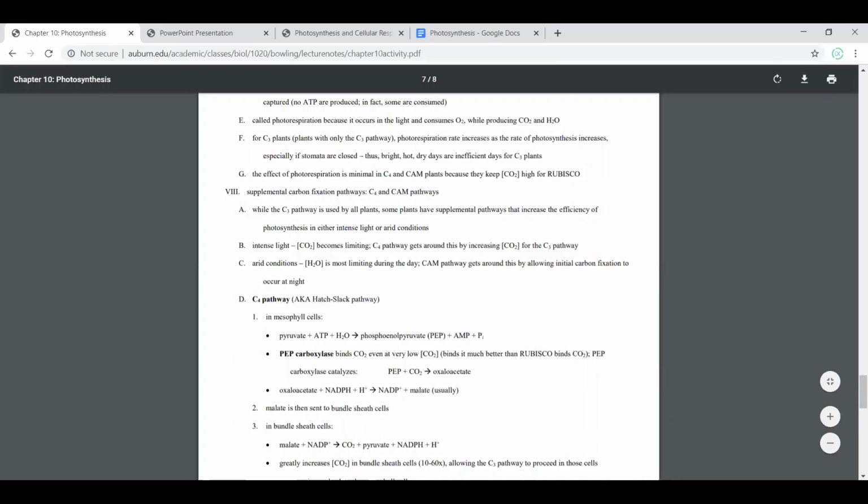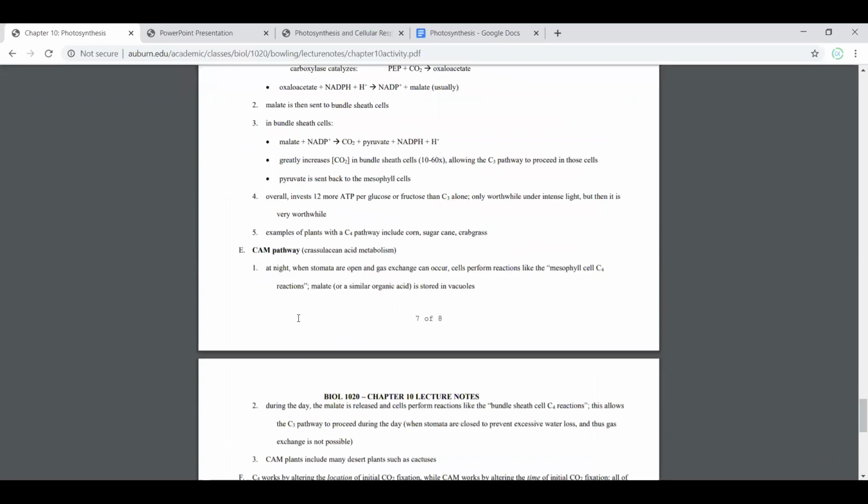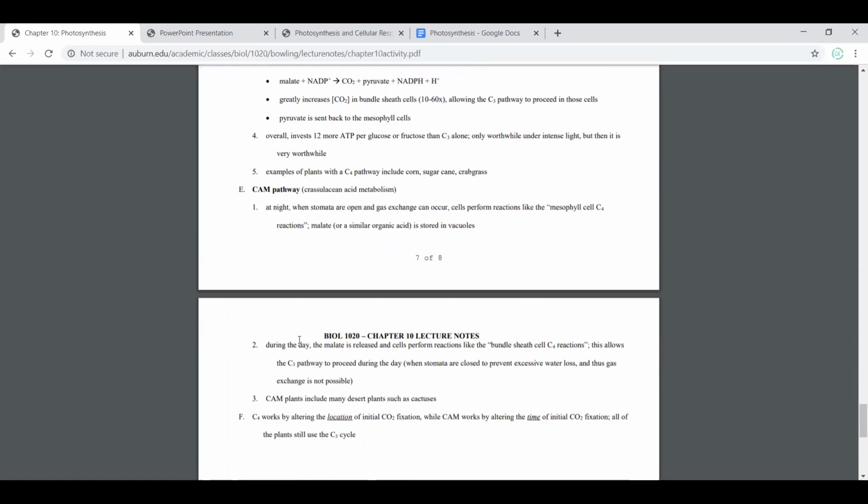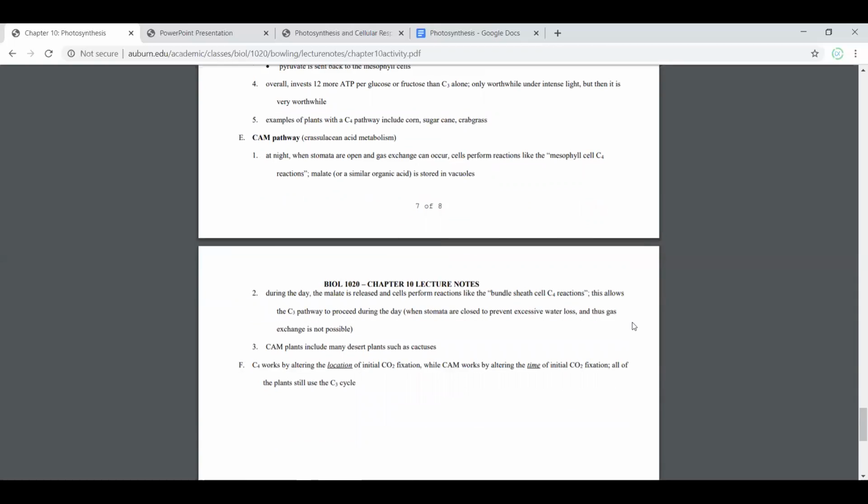Because of this, CAM plants have evolved to open their stomata at night when it's not as hot outside, and there's also more water outside. When it's very, very hot, we know that water can evaporate much easier, so the plants are going to lose water much faster. That's why they close their stomata during the day when it's hot, and they open them at night when it's not. So that's the main thing of the CAM pathway.